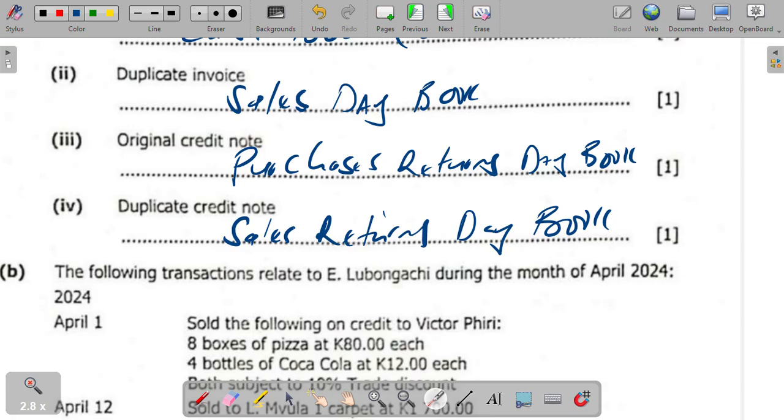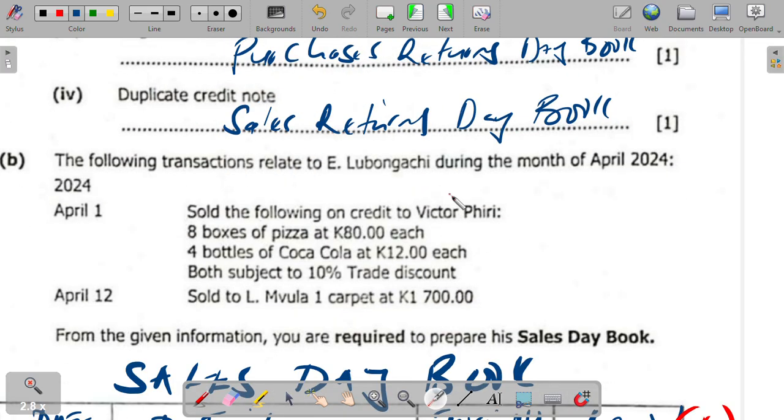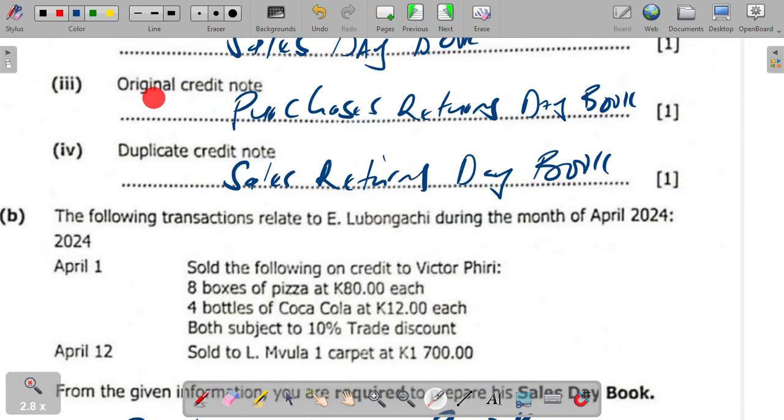Okay, now here the duplicate credit note. Where do you record the duplicate credit note? Don't be confused. Original credit note, duplicate credit note. Duplicate credit note, you record it in the sales returns daybook. So the seller keeps the duplicate copy of a credit note when a customer returns goods. So you see that here the customer returns goods, there the buyer returns goods. So the seller keeps the duplicate copy of a credit note when the customer returns goods. This is recorded in the sales returns daybook.